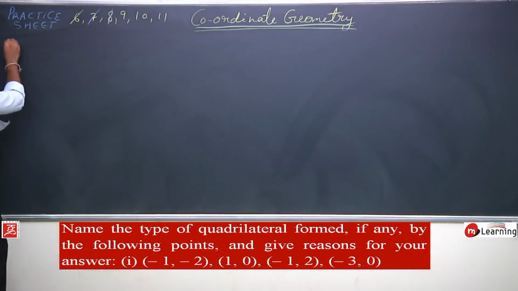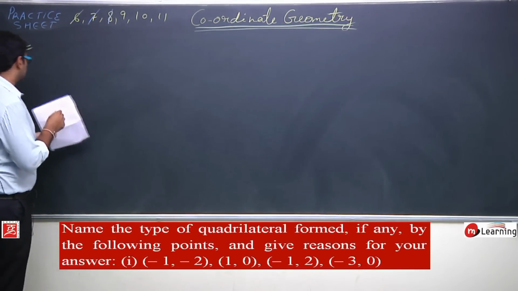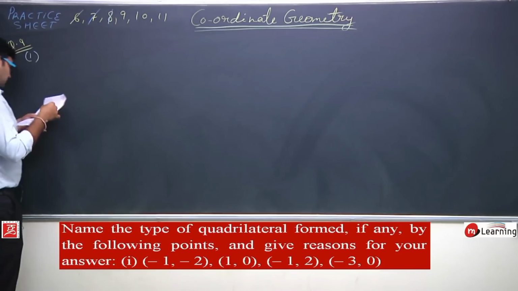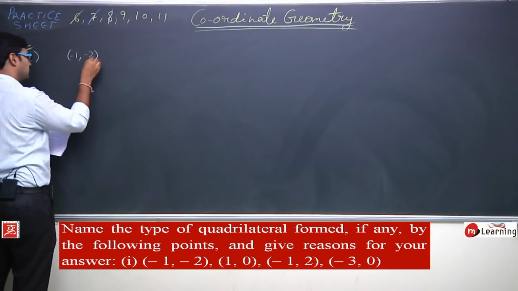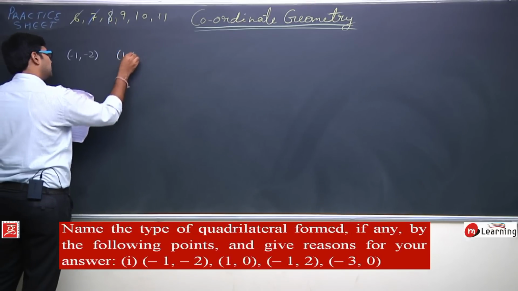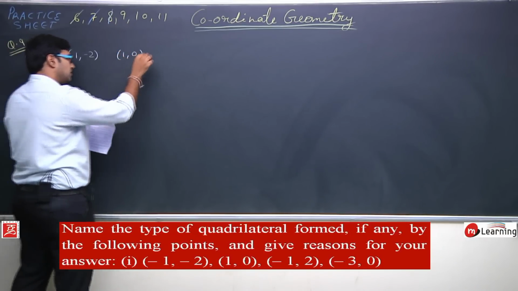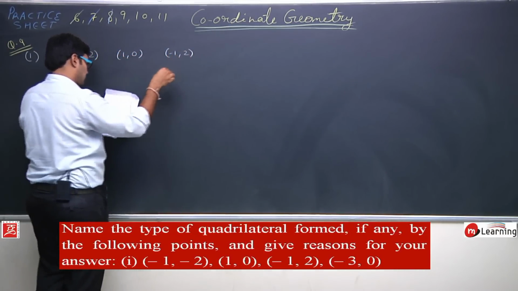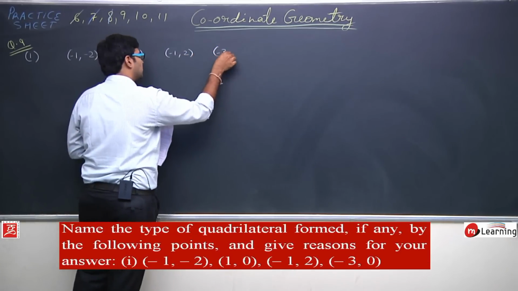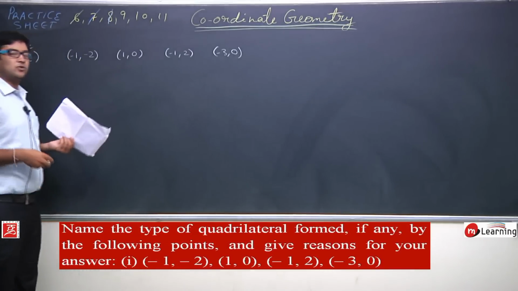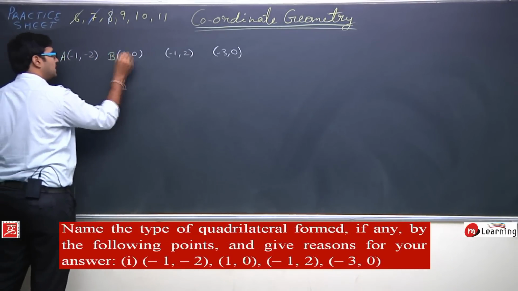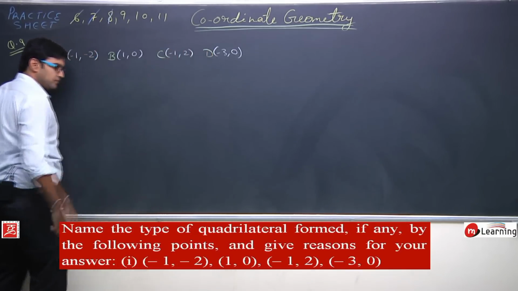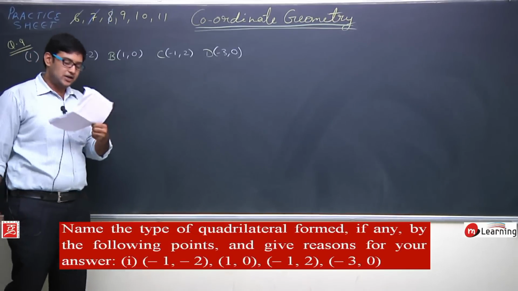Question number 9. The first part of question number 9 is, we have 4 points. One is -1 comma -2, second one is 1 comma 0, third one is -1 comma 2, fourth one is -3 comma 0. So these are the 4 points that we have. Let us name them as A, B, C and D.